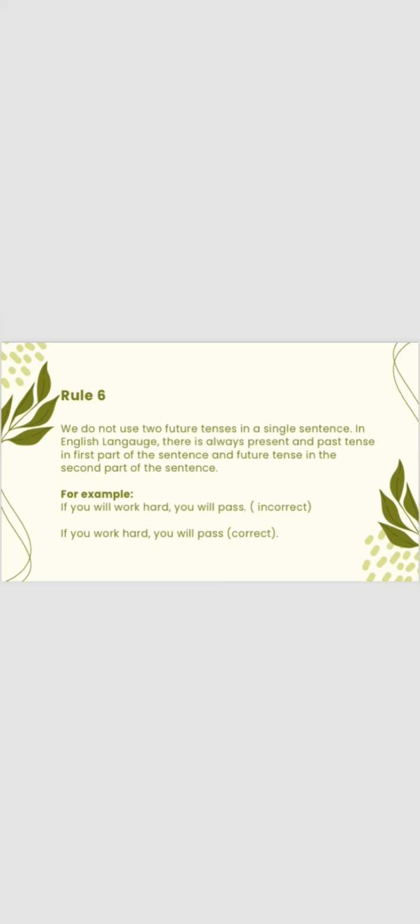For example, you say, if you will work hard, you will pass. In the principal clause you use will, and in the subordinate clause you also use will. So it is an incorrect sentence because in both parts you use future tense. In the other sentence you say, if you work hard, you will pass. So it is clear that in the first part we use the present tense, and in the second part, you will pass, we use the future tense.